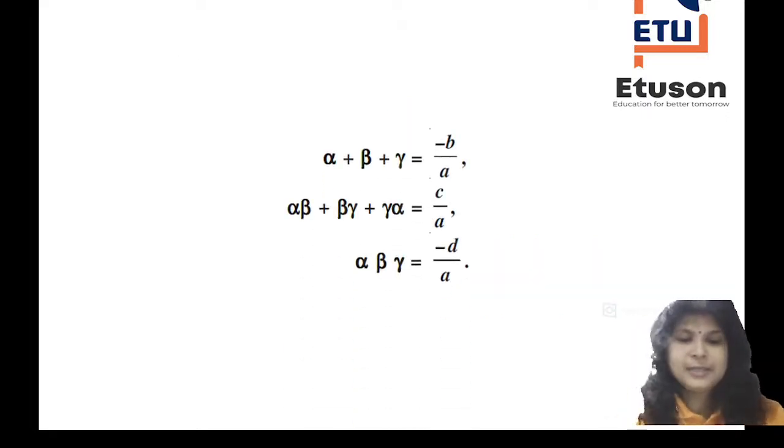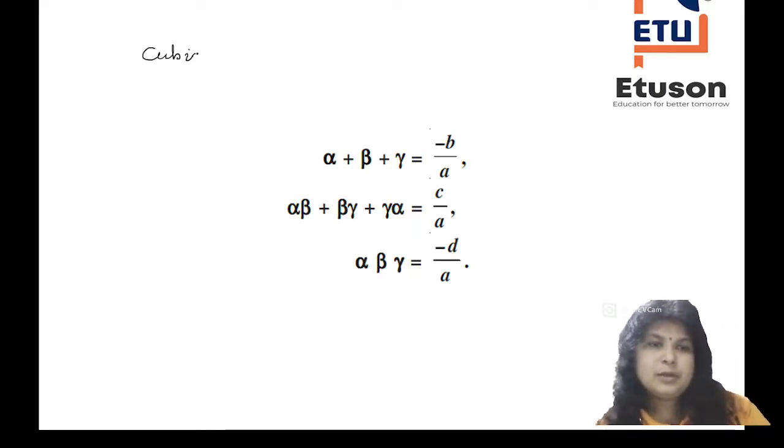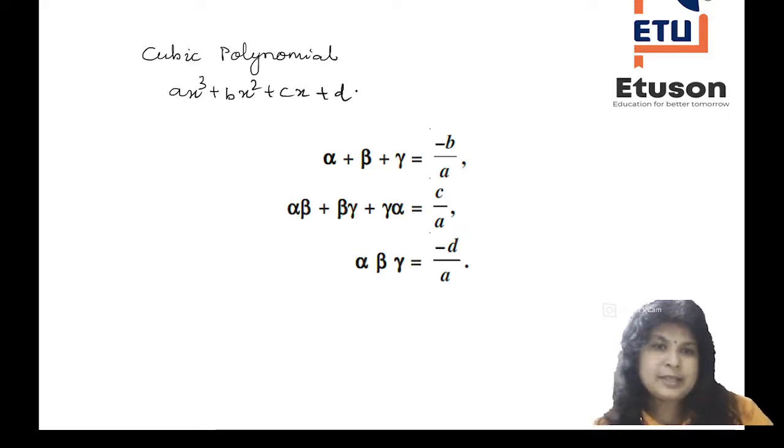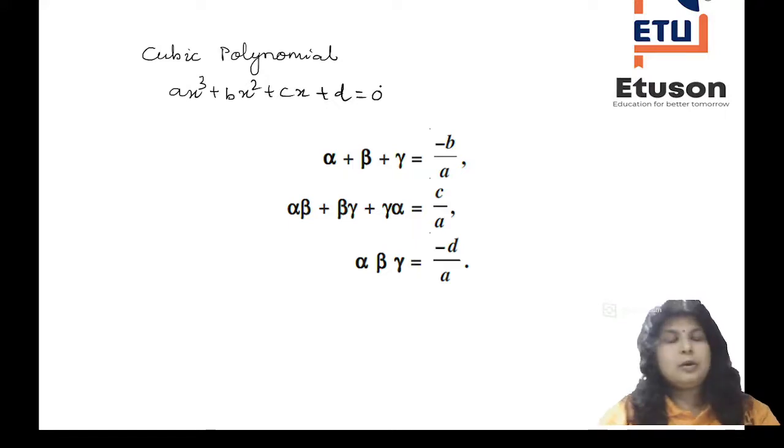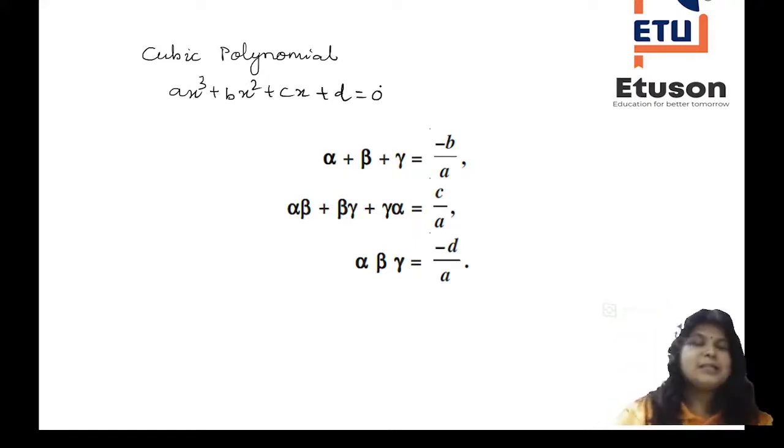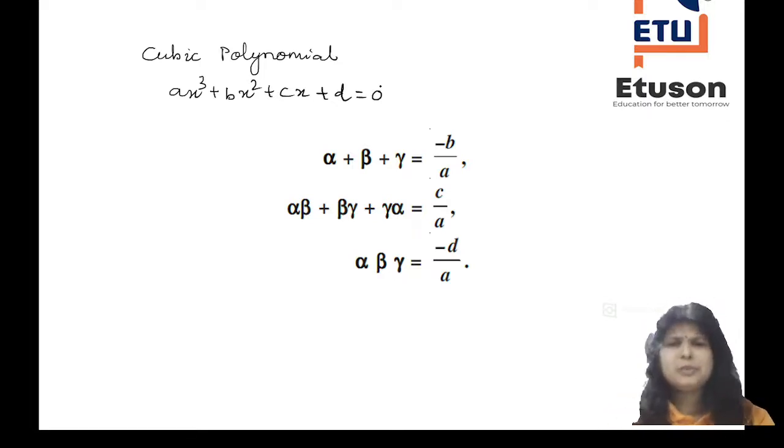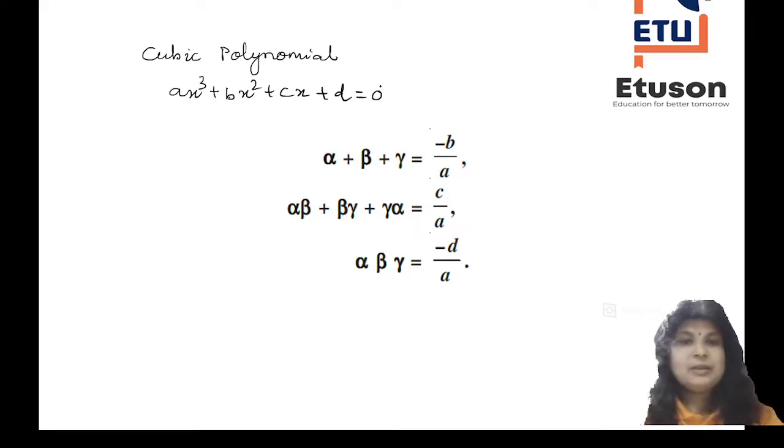If you remember, I have discussed this also. This is the relationship between the zeros of a cubic polynomial and its coefficients. How do you represent the cubic polynomial? Ax cube plus bx square plus cx plus d is equal to 0. So this is the relationship of zeros of a cubic polynomial: alpha plus beta plus gamma is equal to minus b by a, alpha beta plus beta gamma plus gamma alpha is equal to c by a, and alpha into beta into gamma is equal to minus d by a. Although this formula is not related to your syllabus, for your information I have just put it in the slide to increase your knowledge. Okay children, so let us start solving the problems from exercise 2.2.